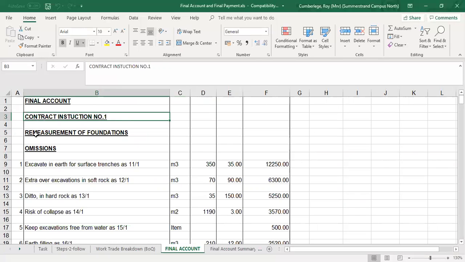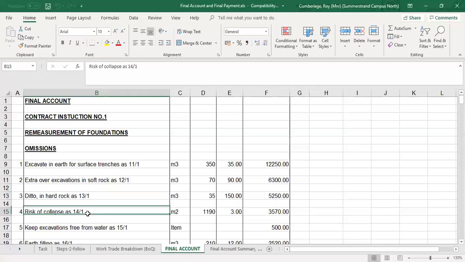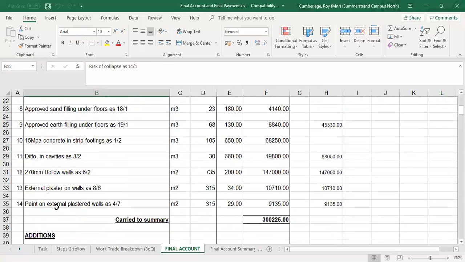Contract instruction number 1 states that we need to remeasure the foundations. In other words, foundations are measured provisionally in the bill, so we're going to omit what we've measured and add the new. There was also a discussion point where we could have group omissions, in other words, a lump sum total for earthworks and a lump sum total for masonry, for concrete, etc. In this specific exercise, you'll note that all the items are omitted individually. So all the individual items for earthworks are omitted individually right up to the very last one, item number 14, which is the paint on external walls.